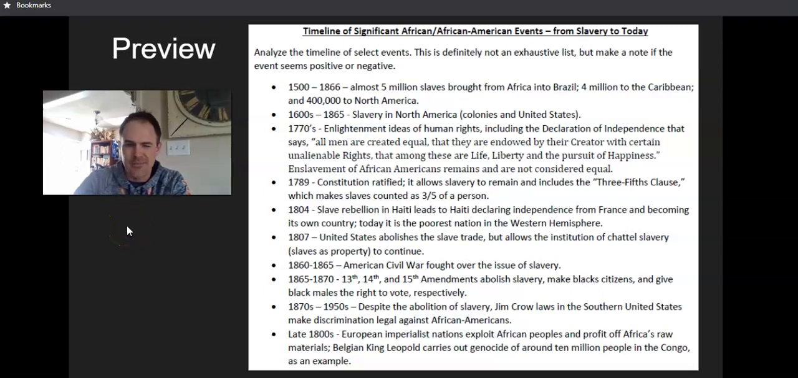As you read them, and I'm going to have you pause so you can take time to read them, make a mental note. Are they a positive step forward for Africans and African Americans, or are they a negative step backwards? So think about those questions as you pause and read this timeline. Go ahead and do that now.